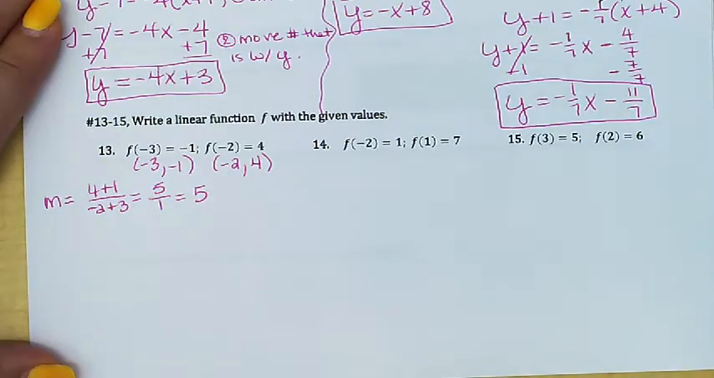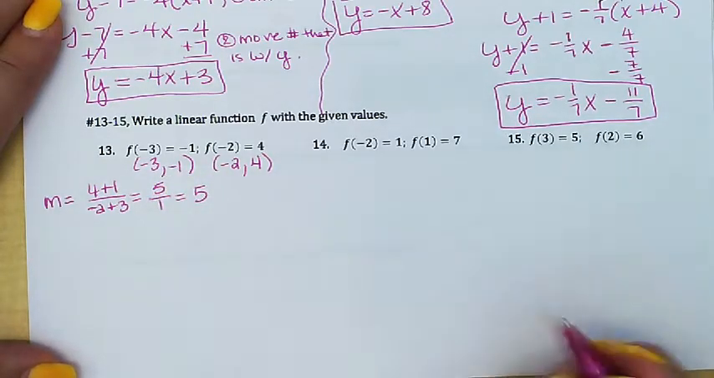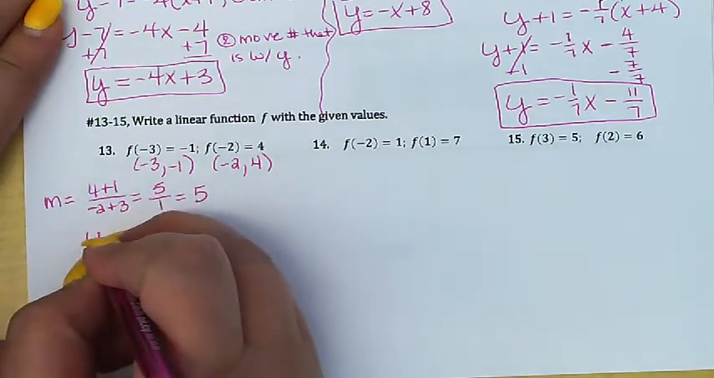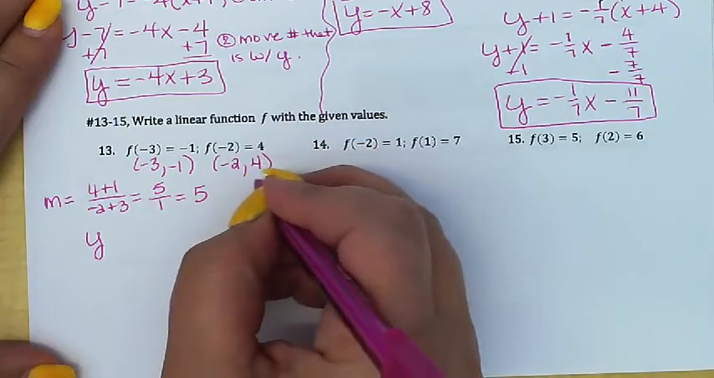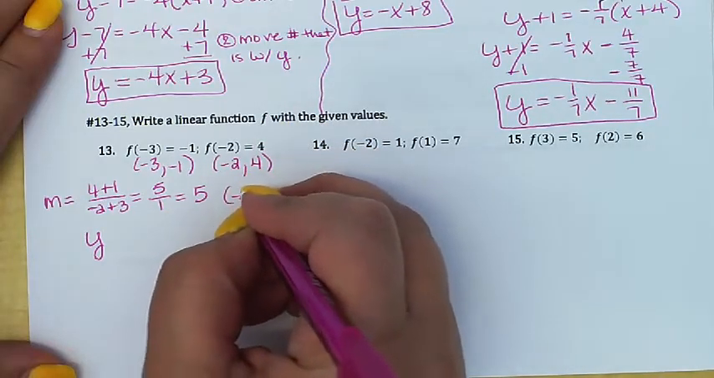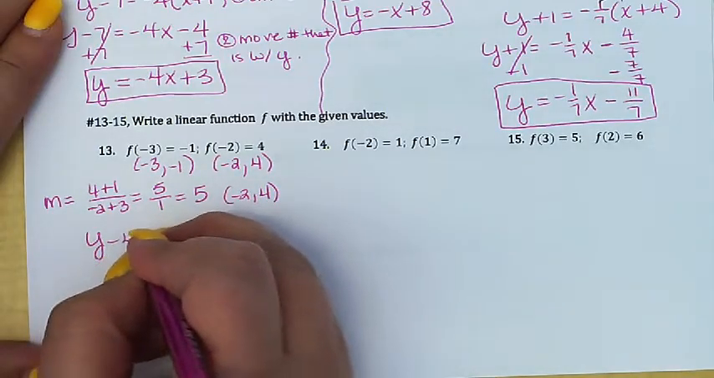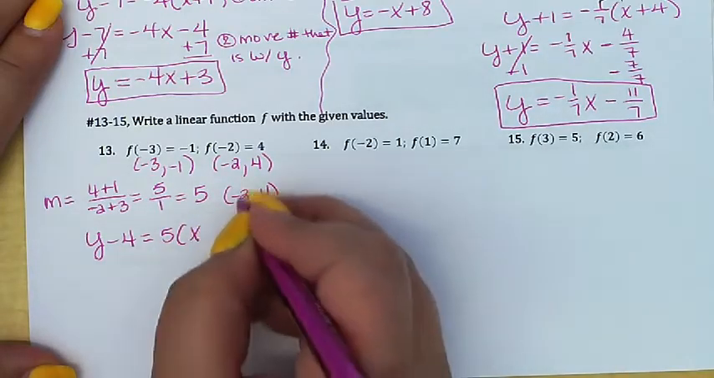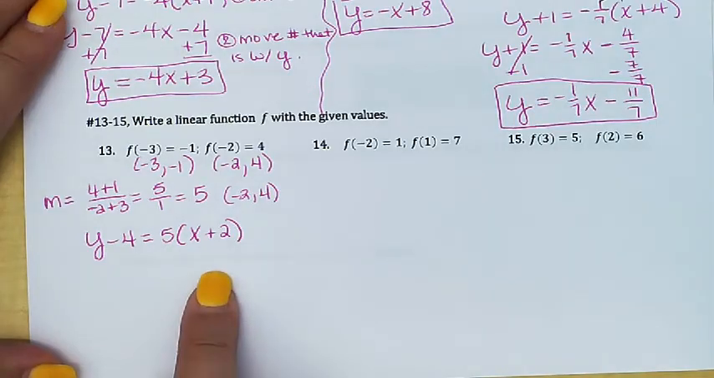Okay. Then, because what I have is the slope and some random points, I'm going to go into point-slope, at least at first. So I'll start off with y. Let's see, which point do we want to use? I guess we can use this one. Okay, we'll use the -2, 4. So we'll do y minus 4 equals, and then our slope of 5, and then x minus a negative becomes x plus 2. And there I am in point-slope.